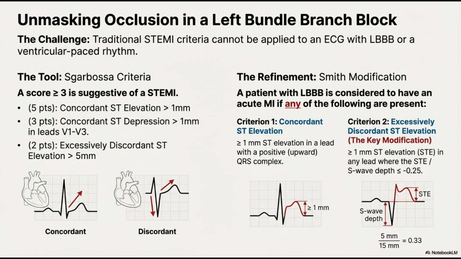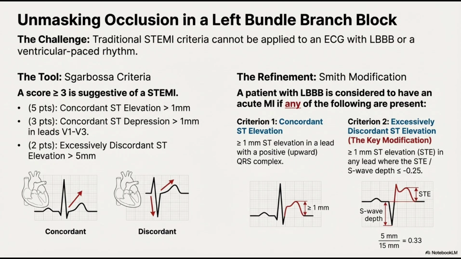Right, which are designed specifically to unmask an acute occlusion within these complicated rhythms. The logic all comes down to concordance and discordance. Explain that. The standard LBBB pattern is discordant. That means the ST segment deflects in the opposite direction of the main QRS complex. Sgarbossa looks for major breaks from that expected pattern. So the highest score in the classic criteria is given to concordance.